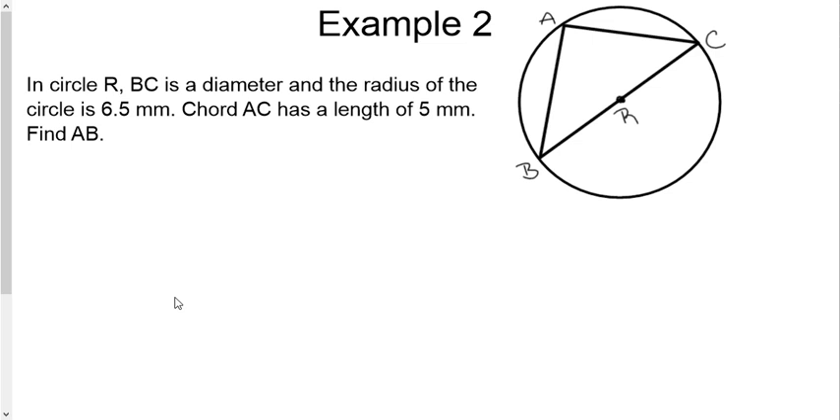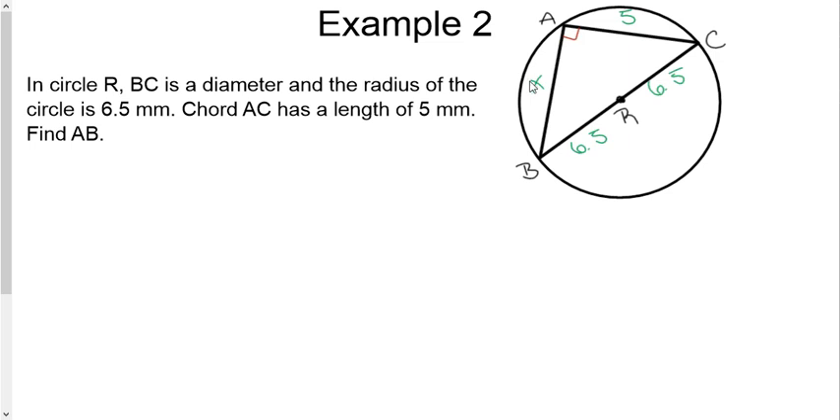So our second example is that we have the circle R. We know that BC is the diameter, and the radius of the circle is 6.5 millimeters. We are also told that chord AC has a length of 5 millimeters, and we want to find AB. So let's put everything in here. We know the radius is 6.5 millimeters, so that means RC and BR are both 6.5 because they are both radii. And we're told that AC is 5 millimeters. And we want to find AB, so I'm going to put an X there. Well, based on the theorem we just learned, angle A is an inscribed angle of a semicircle. So that means this angle A is a right angle.